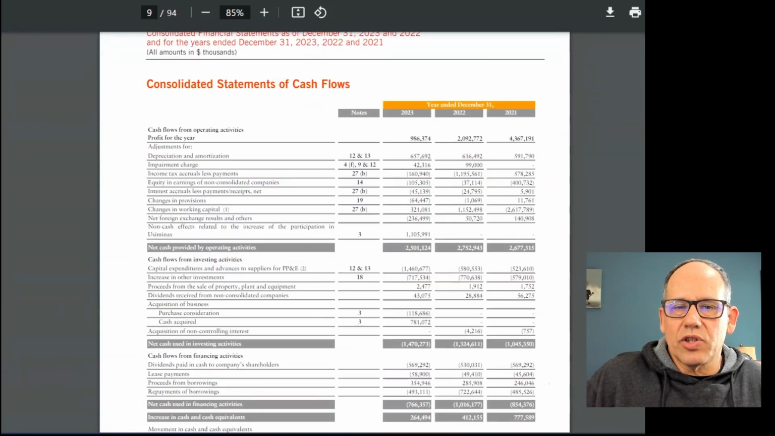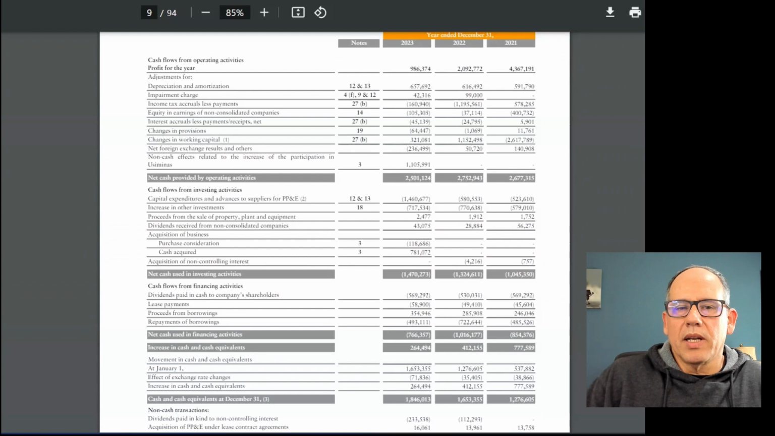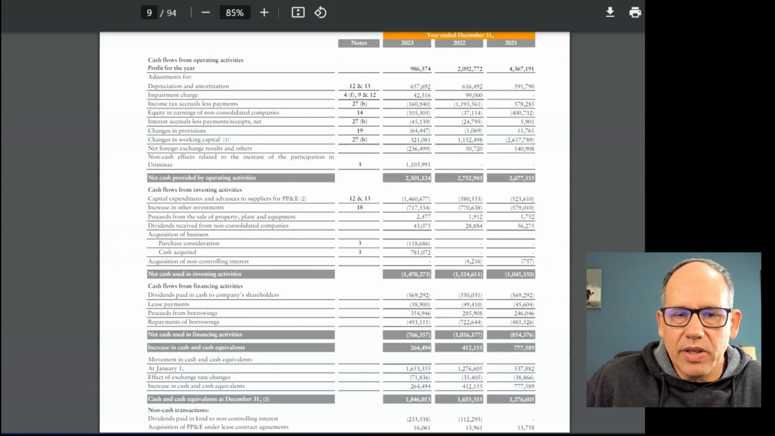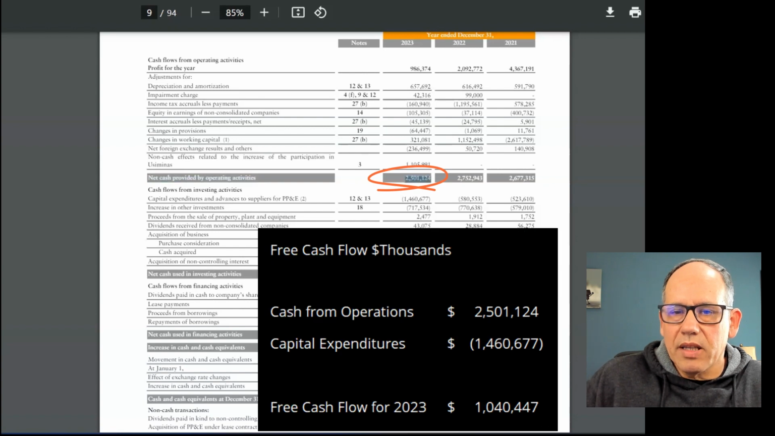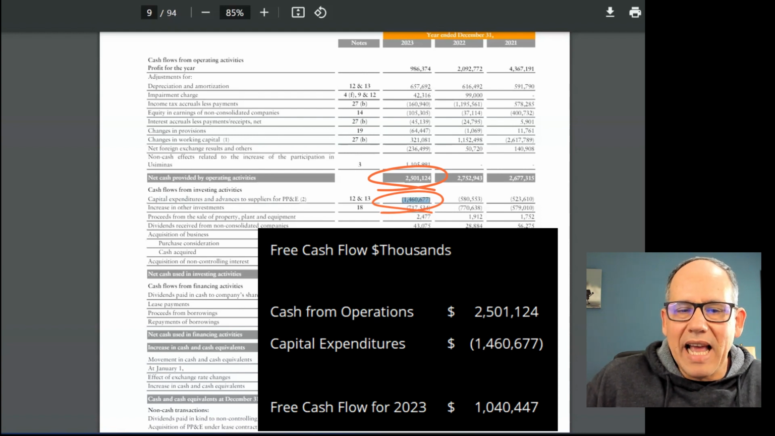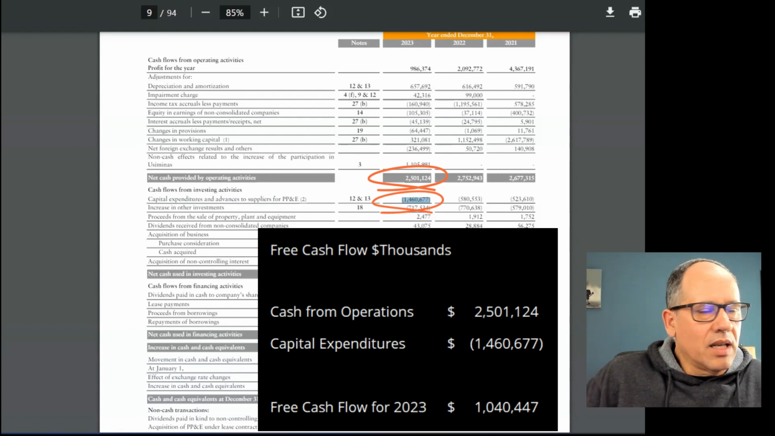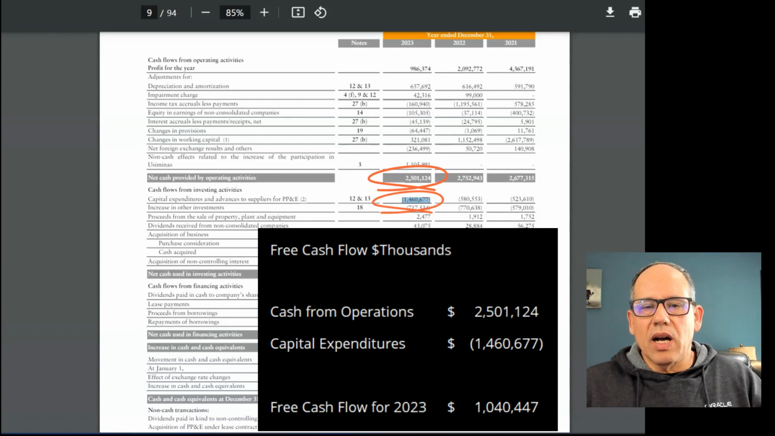The statement of cash flows just basically says this is what we use cash for. We use it for operations, we used it to invest, and we used it to finance, or we got money from financing. We are most interested in cash from operations. That's going to be the number we start with, and we're going to take away capital expenditures. So we take one from the other, and we get to our net cash flow, which ends up being $1,040,000,000.